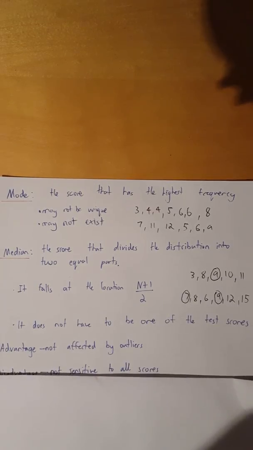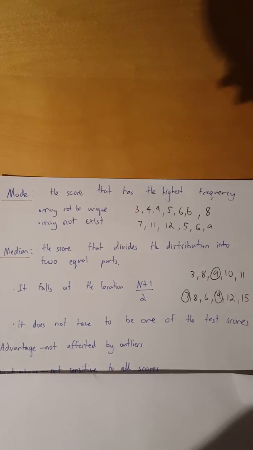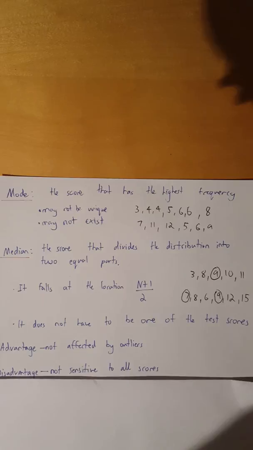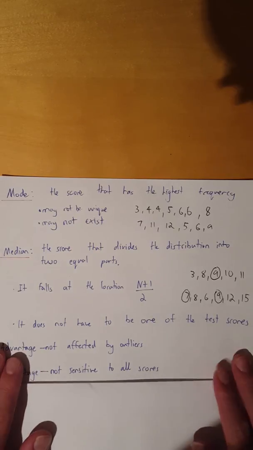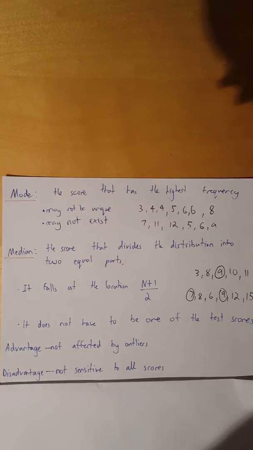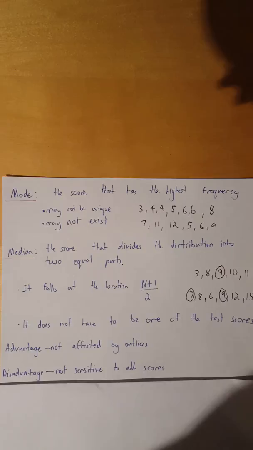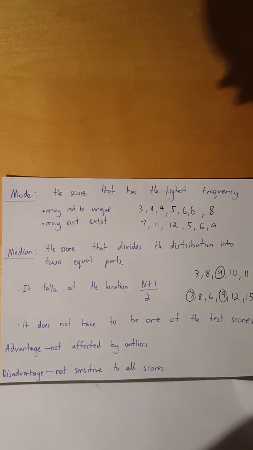A few other points, as I've said there, it does not have to be one of the test scores, as we saw in the second set. Advantage, not affected by outliers, and a disadvantage, it's not sensitive to all scores. So basically, if we had the second set of data and we had, I don't know, 1 million on the end as the final score, the median would not show that score was there. So got to watch out for that with the median.